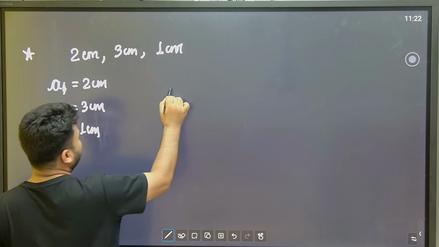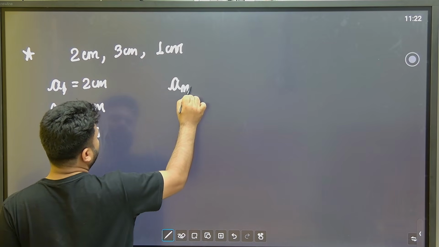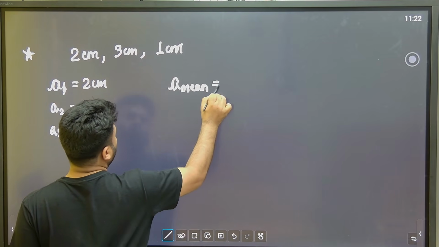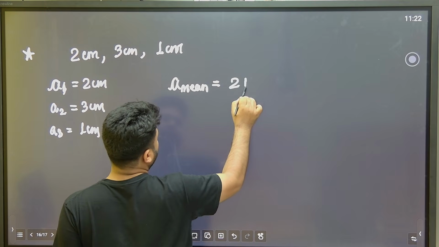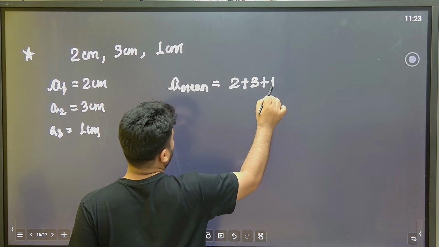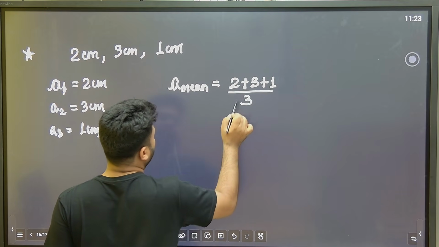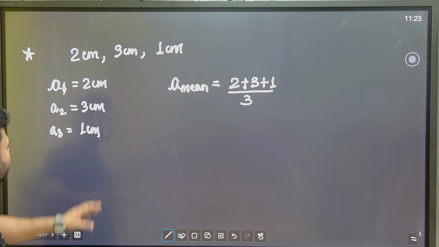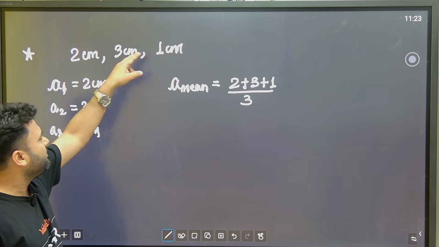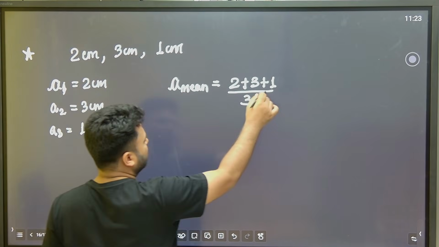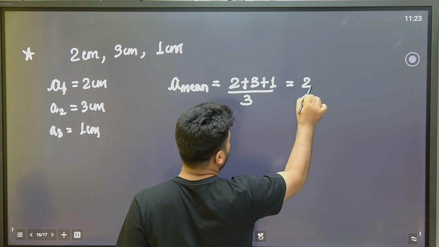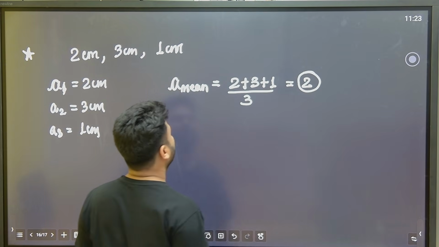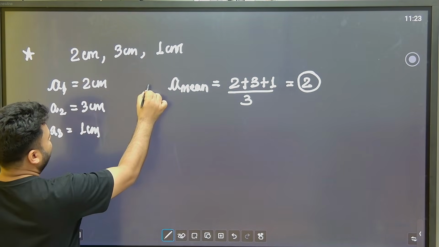If I ask what is the mean, the average value of your observations, you will say, sir, 2 plus 3 plus 1 divided by 3, the number of observations. Sum of all the observations divided by the number of observations. So 2 plus 3 is 5, plus 1, 6. 6 divided by 3 is 2. This 2 is the mean value. So the first thing they ask is this.